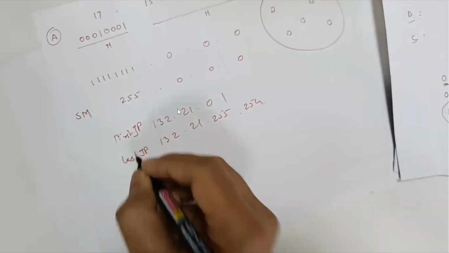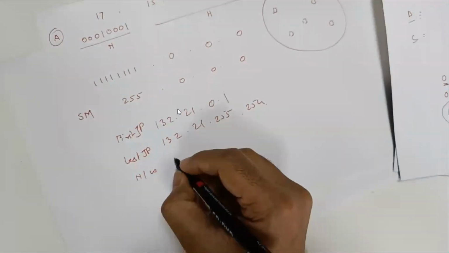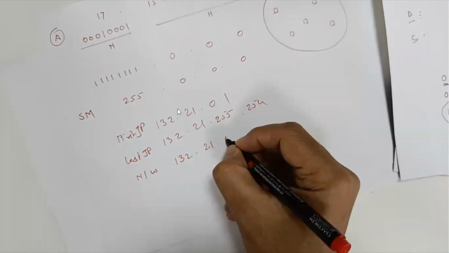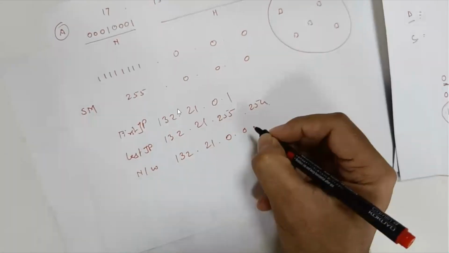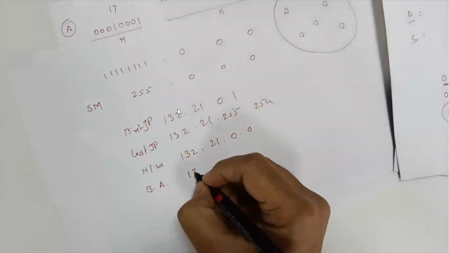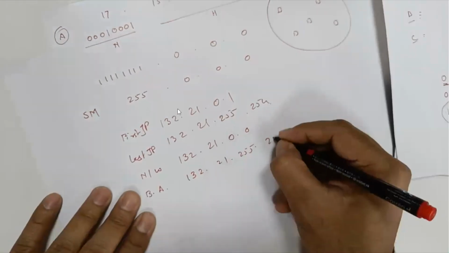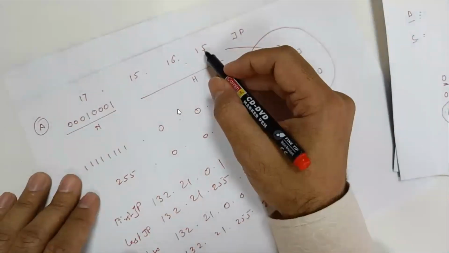What is the network address? No, I'm talking about the network address. So it has to be 132.21.0.0. What is the broadcast address? 132.21.255.255. That is absolutely correct. So as soon as you get any IP address, you should be able to find out all this set of values.